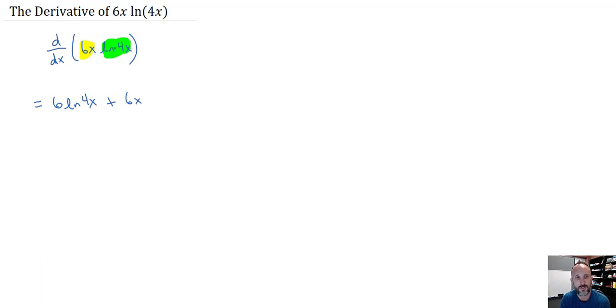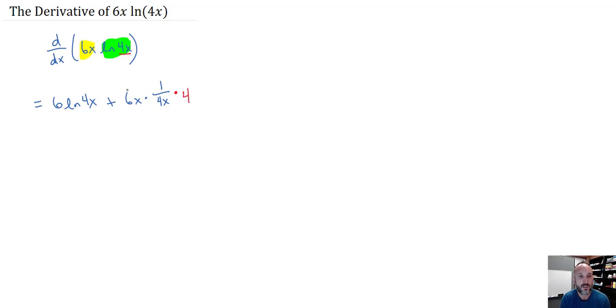Now this one's a little more involved. The derivative of natural log of something is 1 over that argument. So in this case, 1 over 4x. So that's the outer derivative. This is a chain rule derivative, though, because the input to the function natural log is also a function. So we have to apply the chain rule and also multiply by the derivative of the inner function, which is 4x. The derivative of 4x is 4.